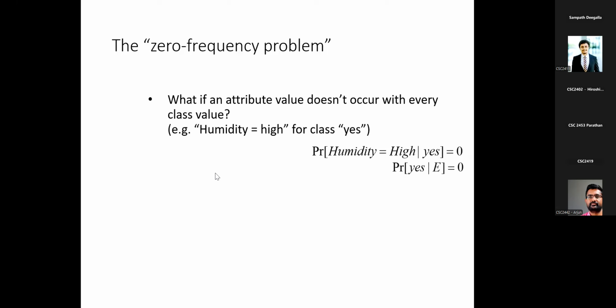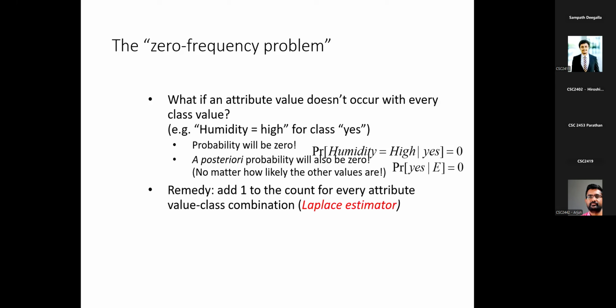So what do we mean by the 0 frequency problem? It means that some of the attribute counts are 0, so the probabilities become 0, and when you multiply, the whole probability becomes 0, which is a bit of a problem. So how do you handle this? The idea is you can add 1 to every attribute value combination. This is called the Laplace estimator, and then we can work on the problem.